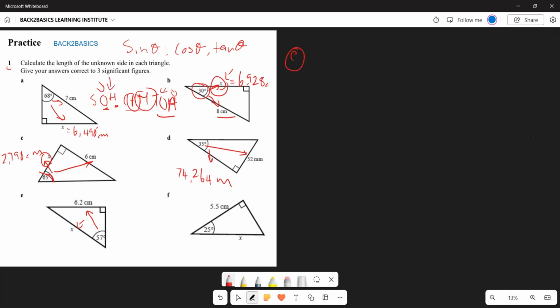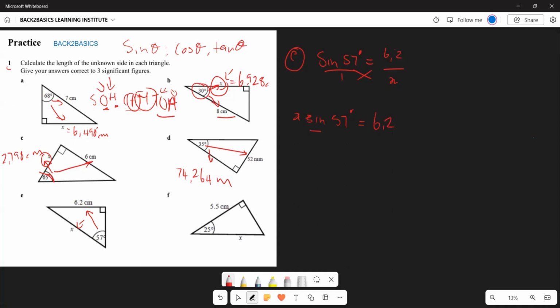So you are going to say sine of 57 degrees is going to equal the opposite side, which is 6.2 over the side that is your hypotenuse side, which is your x. And then from here, you're going to cross multiply. This is the same as over 1. When you cross multiply, this is going to be x sine of 57 degrees, which is the same as 6.2.